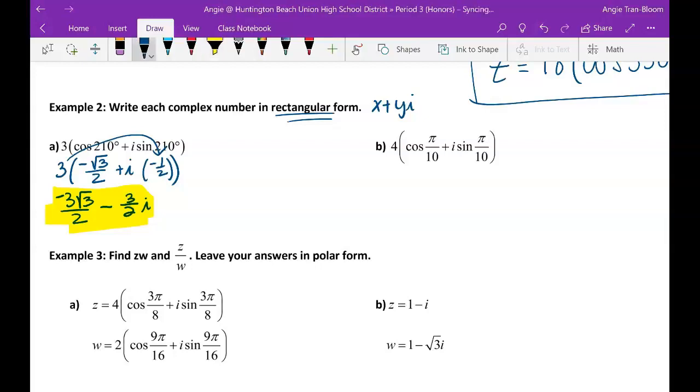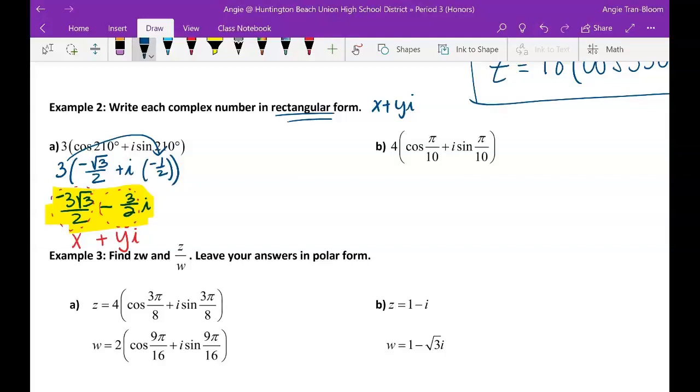Now one of the questions is, do you want me to put it all over the common denominator of 2? No, don't do that, because in complex form, we always write it as x plus yi. This is your x right here, and this is your y. Your y is negative 3 over 2, and your x is negative 3 rad 3 over 2. So don't put them over one common denominator.